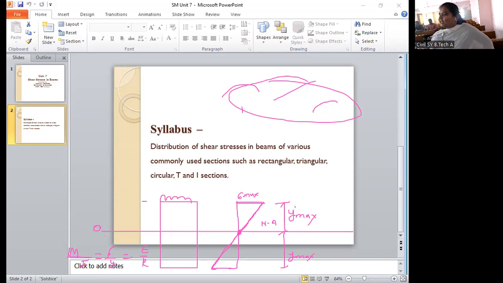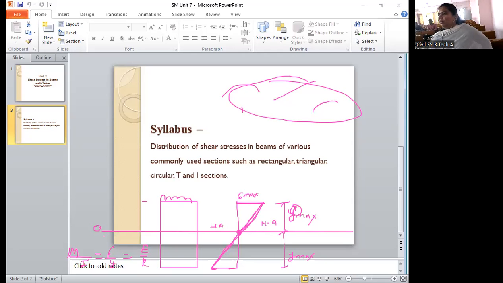You observe here y raised to power 1. That's why the bending stress distribution diagram is an inclined straight line. Please remember this also: the stress distribution diagram is an inclined straight line because of y raised to power 1. From this figure, you have to remember that bending stress is 0 at the neutral axis and maximum at the extreme fiber. So that much we have discussed in unit number 6.